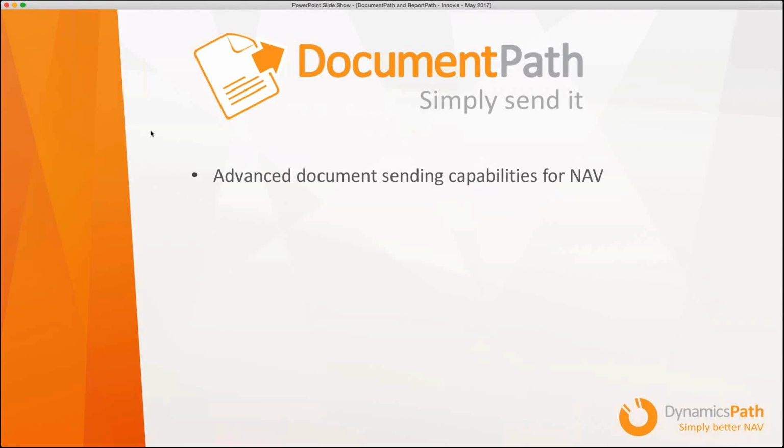Document Path is our most sold add-on, which again provides advanced document sending capabilities. We provide sending functions for the full range of core documents in NAV on both the sales and purchase side, as well as service management. So quotes through to orders, shipments, invoices, credit memos, again, the full range of documents.